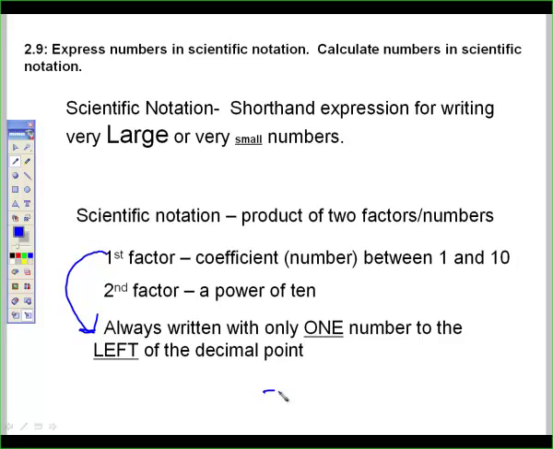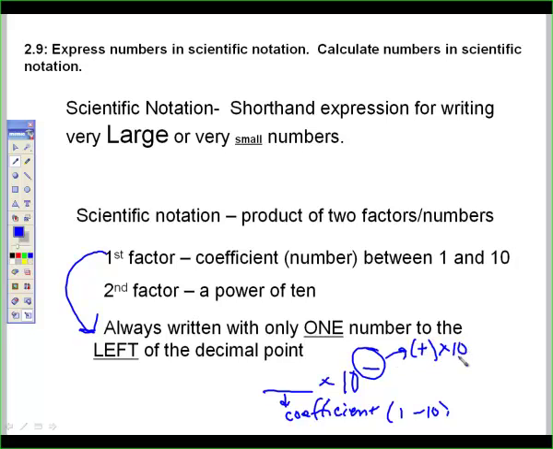So what you'll look at is something times 10 to the something. This number right here is your coefficient, and that is the number that needs to be between 1 and 10. This number is a power of 10. If it's a positive number, it means multiply by 10 that many times. If it's a negative number, it means divide by 10 that many times.